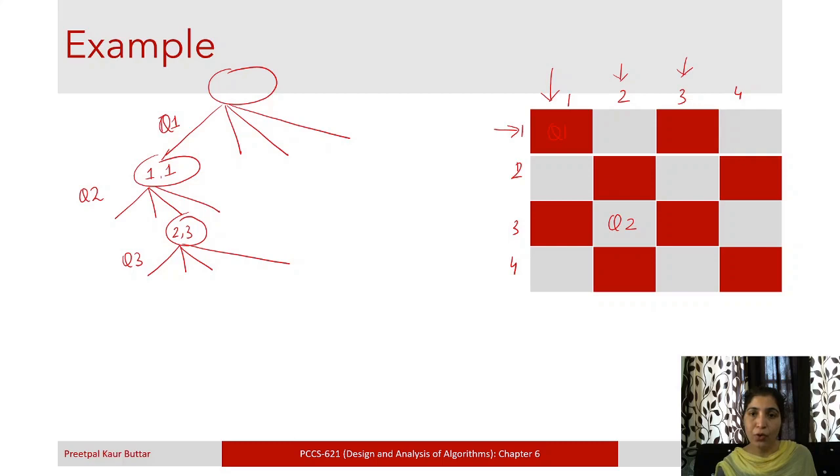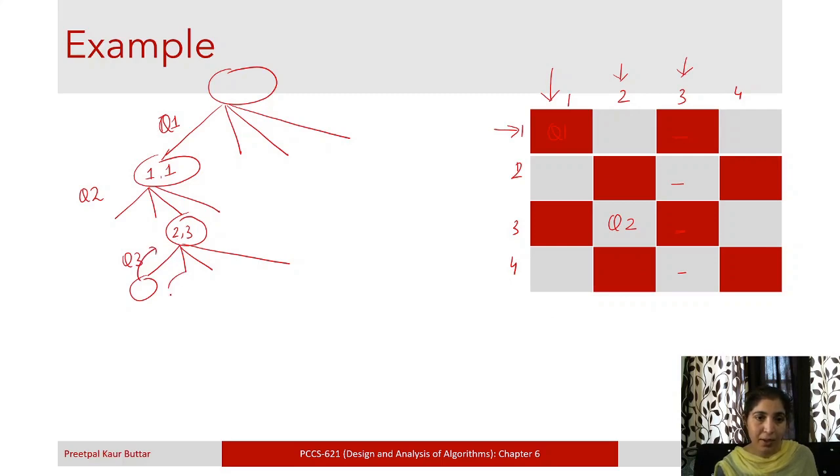Okay, so for queen 3 also we have 4 options: 1 2 3 and 4. So if we place queen 3 here, it will clash with queen 1. If we place it here, it will clash with queen 2. If we place it here, it will clash with queen 2. And if we place it here, it will clash with queen 2. Okay, so it means here we do not find any feasible solutions. So if we try this solution, we have to backtrack.